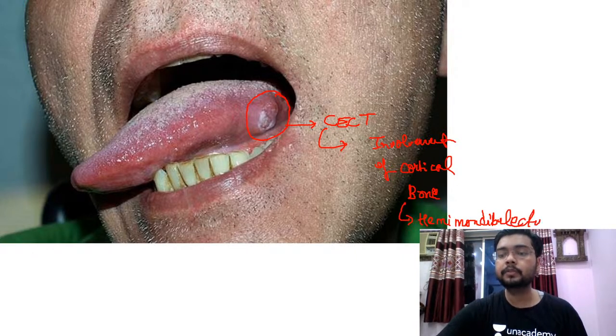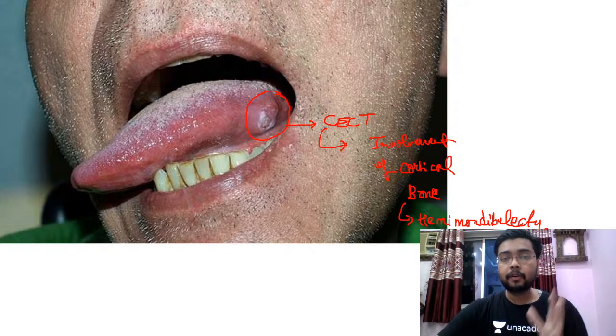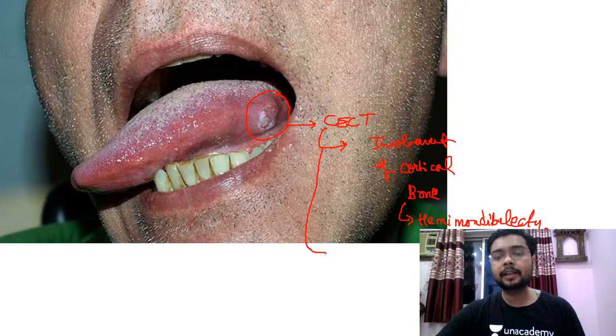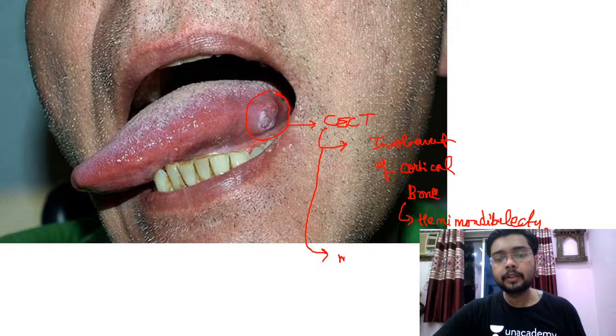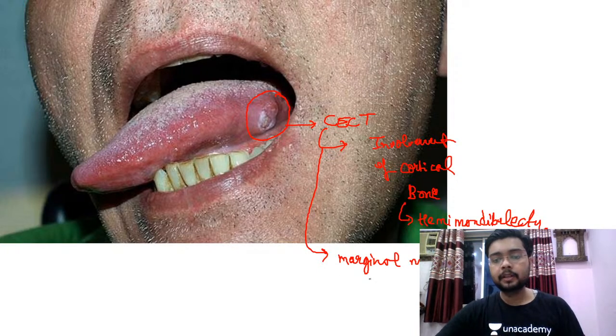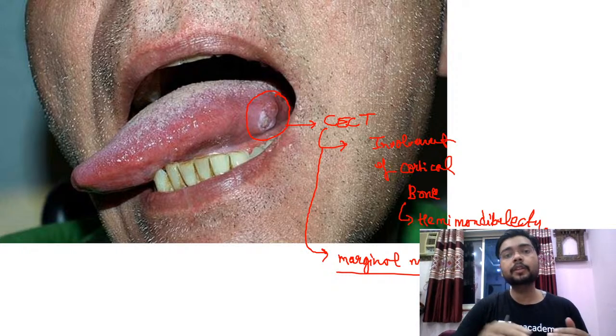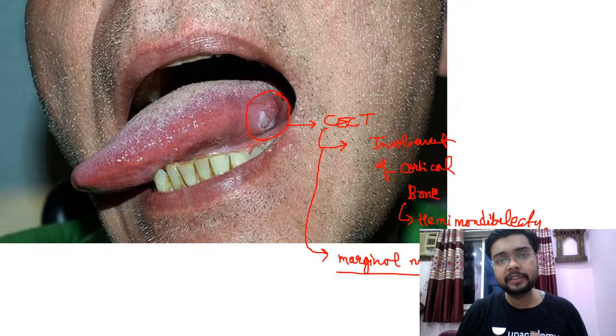Hemimandibulectomy means you have to remove half of the mandible on that side, to cure the patient. But if you see that only for the sake of margin you are taking a part of bone, then you can do a marginal mandibulectomy. Marginal mandibulectomy means you will only take a part of the mandible and not the whole mandible. Why? Because here the bone is not involved. Whatever bone you are removing is only for the sake of taking a tumor free margin.